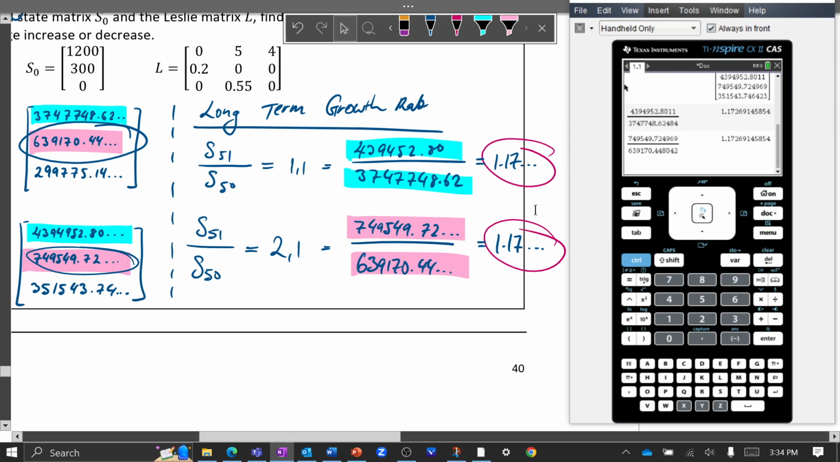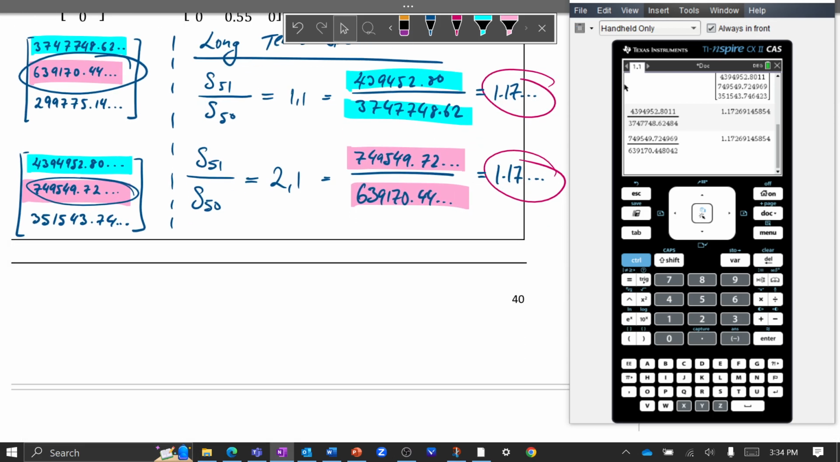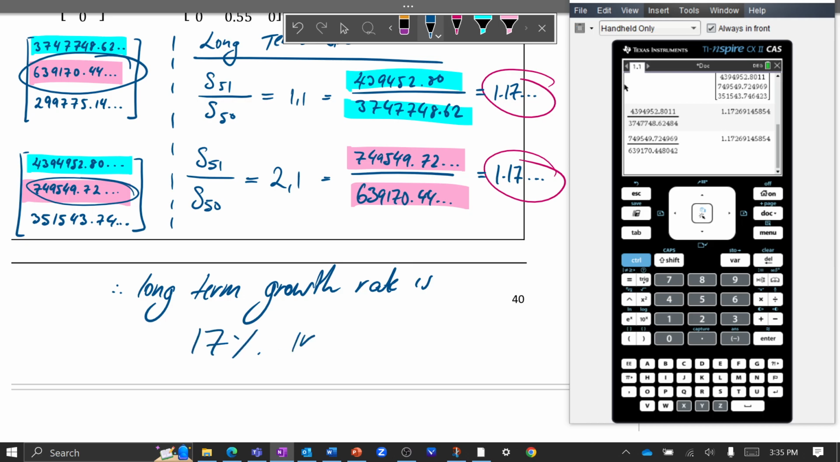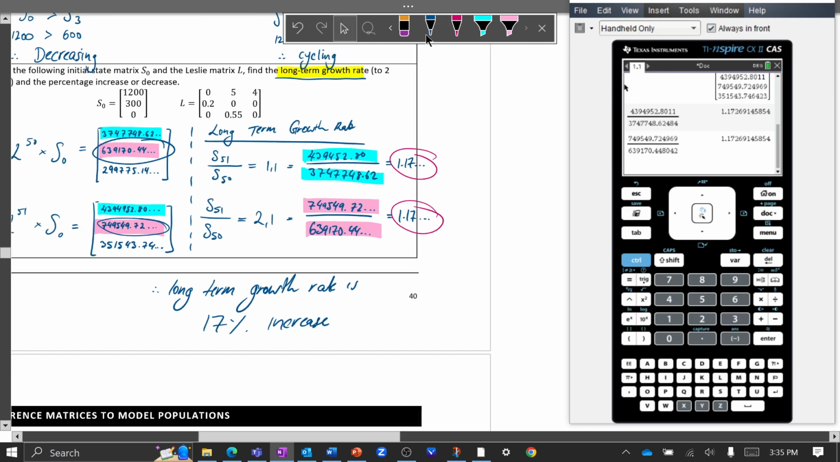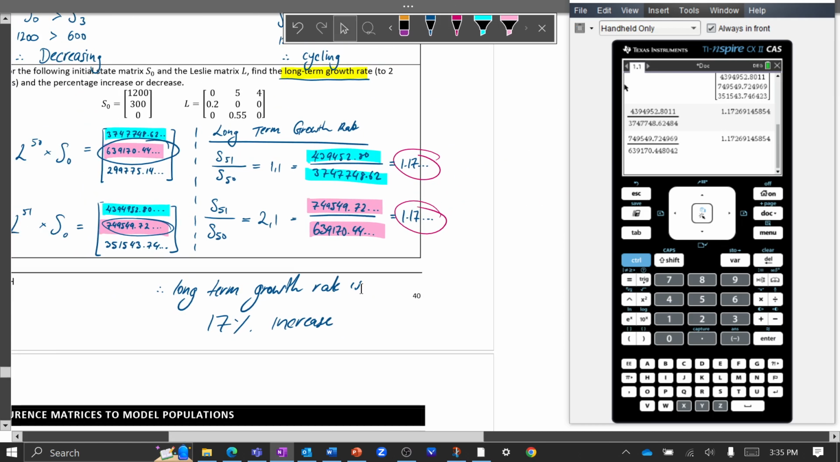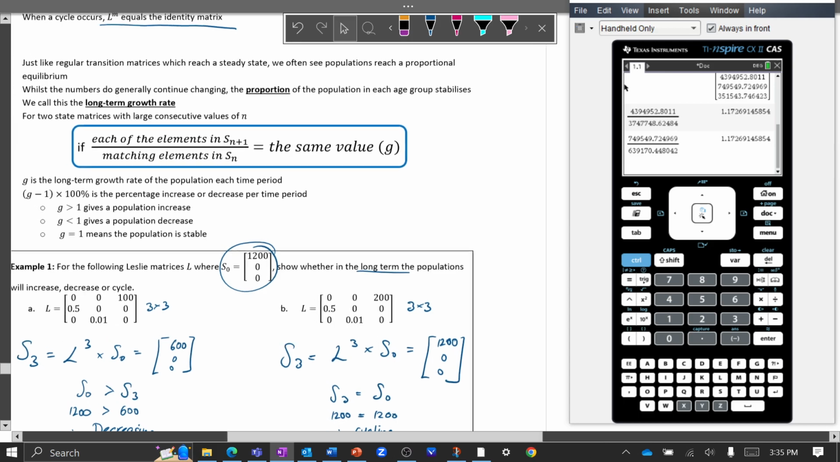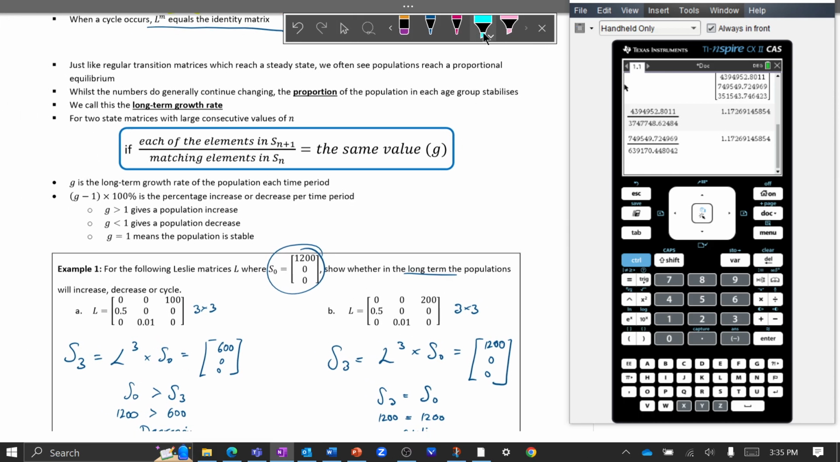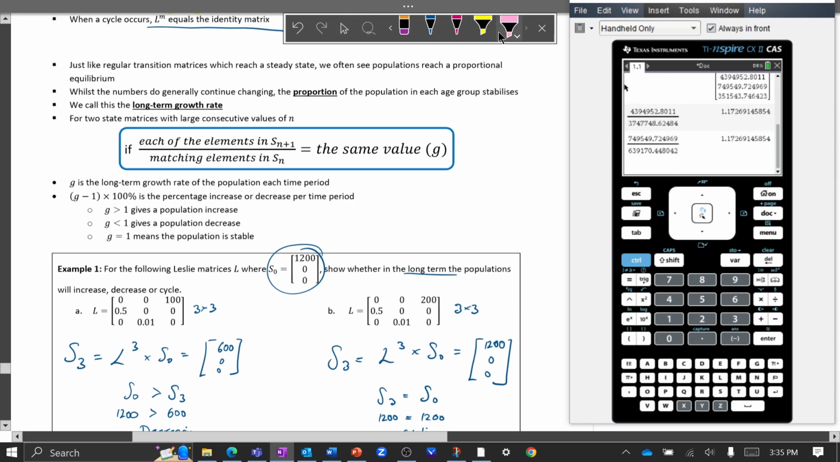until you get that same number out. But now looking at this, we can therefore comment on it, and we can interpret it, and we can say, therefore, the long-term growth rate is a 17% increase. So with each cycle that goes by, we're increasing by 17%. And that's what's happening. If we now come up here and we read through our notes, this makes sense. So let's get our yellow highlighter out and let's read through these notes.